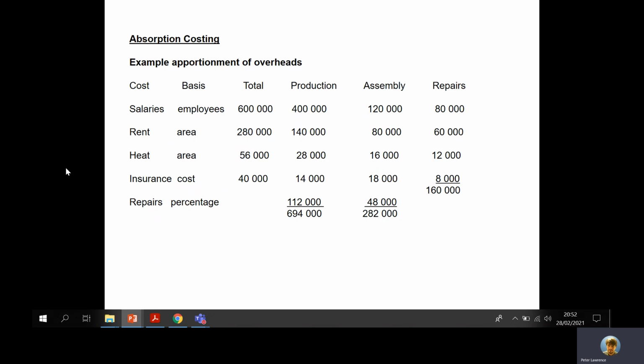Now, once you've done that, you can find the total for each department. But we've got to find the total for repairs first, which was 160,000. And then if we remember, we were splitting that 70-30 between production and assembly. 160,000 divided by 100 times by 70 is 112, that's by 30 is 48. And then we add that to the total overheads for each department. And then we won't have any overheads left in repairs. We've only got overheads for production and assembly.